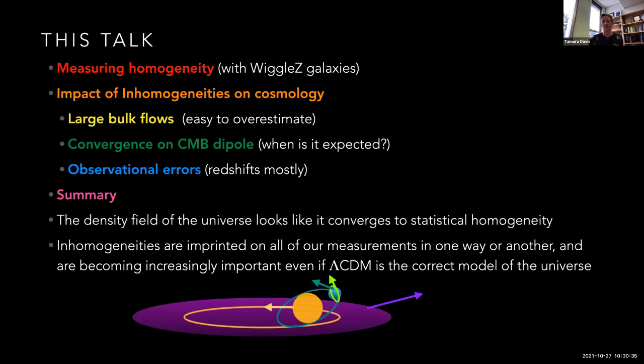which is that I showed the measurements that we made with the WiggleZ galaxies, that show the density field of the universe does look like it converges towards statistical homogeneity. And then the note that inhomogeneity is imprinted on all of our measurements in one way or another, and it's becoming increasingly important to take those thoroughly into account, even if Lambda CDM is the correct model of our universe. Okay, I'll leave it there.